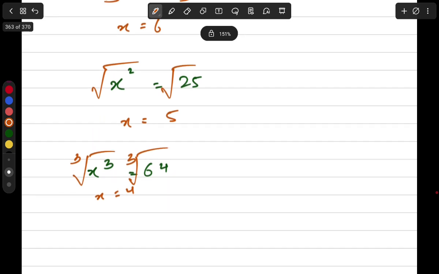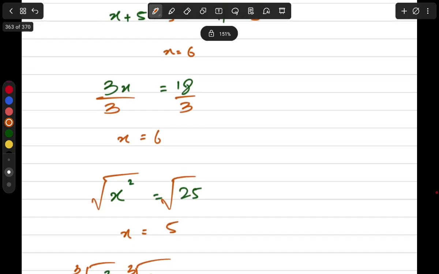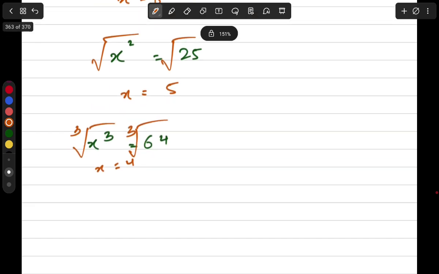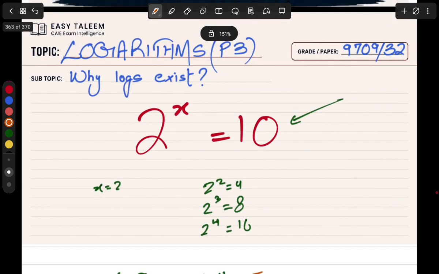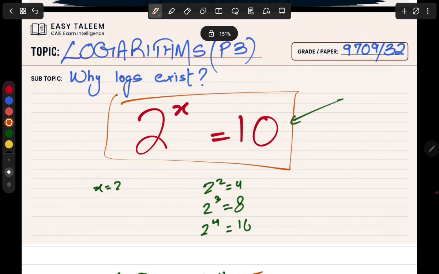So every operation you have ever learned has an opposite operation. For addition you have subtraction, for multiplication you have division, for squares we have square roots, for cubes we have cube roots. However, for exponentials, 2 to the power x is equal to 10 had no opposite. That was the problem, and this problem existed for centuries.